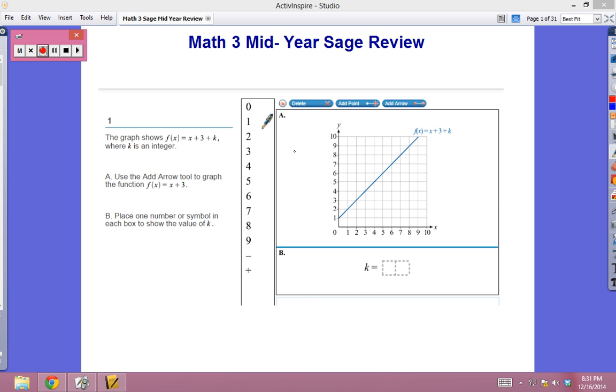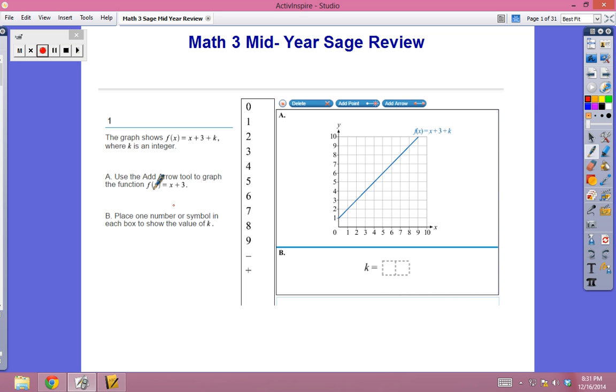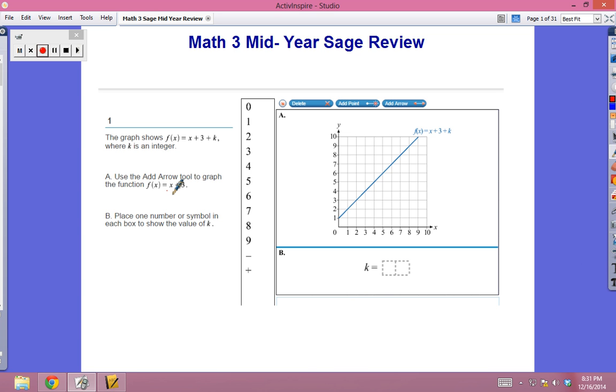Number one, they give you the graph. This blue graph is the graph of x plus 3 plus k, and then they want you to graph just x plus 3. So x plus 3, the m is the slope, and that's 1, so 1 over 1. And then the b is 3, so it's going to start at 3. And it's going to go up 1 over 1, up 1 over 1, up 1 over 1. So it's parallel to the line in blue.